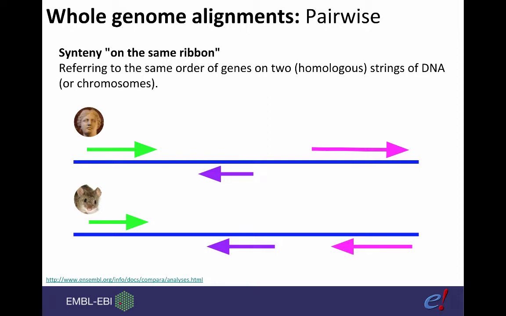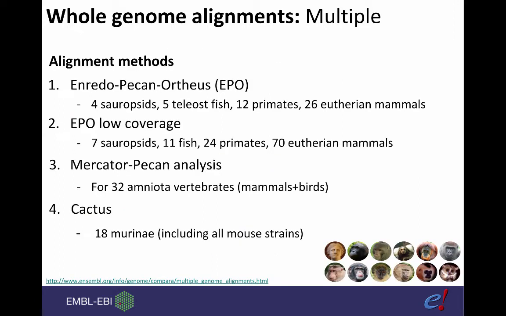For multiple alignments, as I said, we have a number of different methods. They all stem mostly from the PECAN algorithm. The first two, Enredo, Pecan, Ortheus, or EPO, we have both a high coverage and low coverage version of. The high coverage one is, as you can see, between quite small groups, particularly closely related ones, so sauropsids, predominantly lizards and birds, fish, primates, and eutherian mammals. The EPO low coverage encapsulates groups slightly larger and slightly more diverse, but also ones with slightly less coverage genome assemblies, so including the scaffold level assemblies I mentioned earlier.